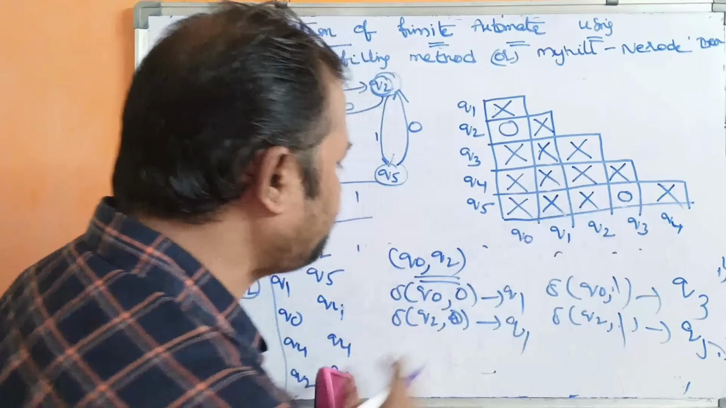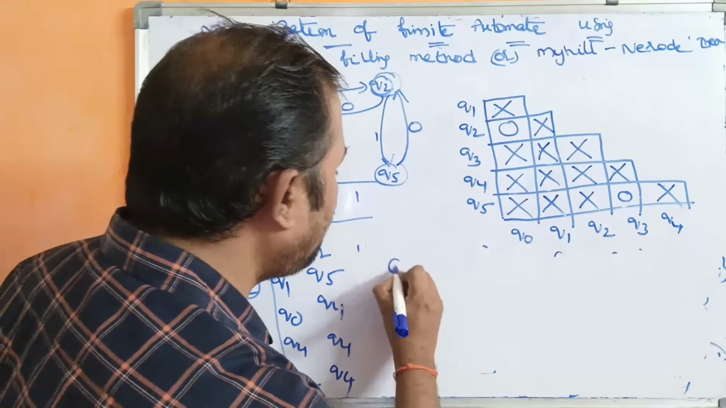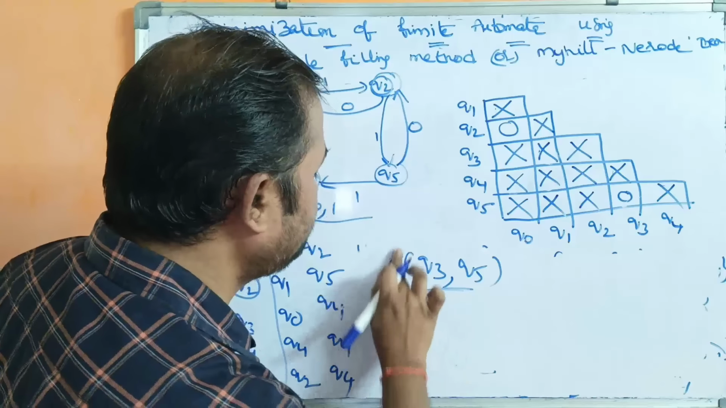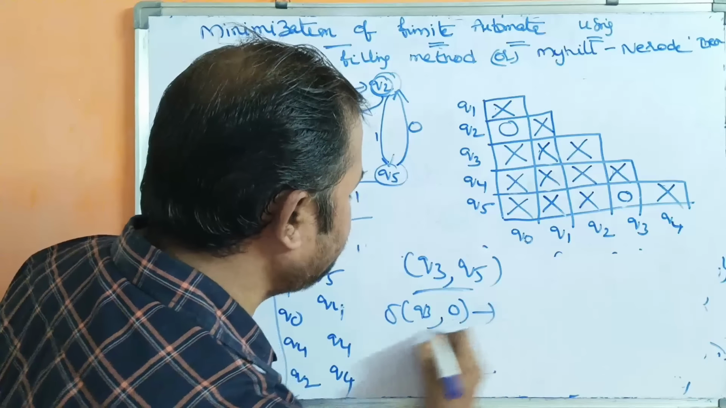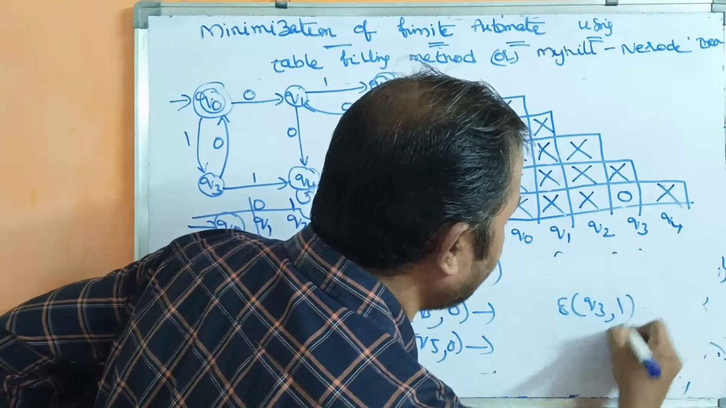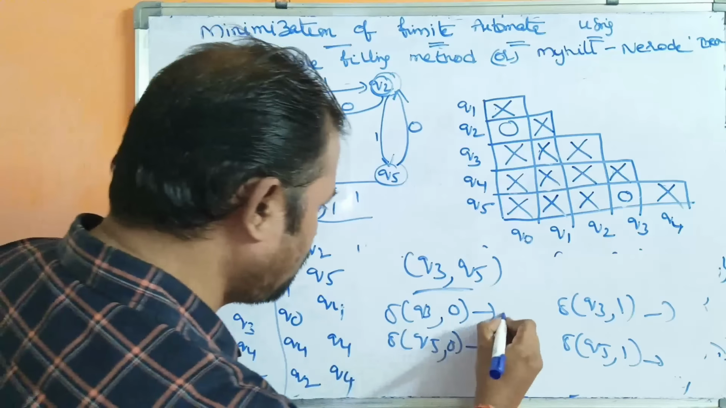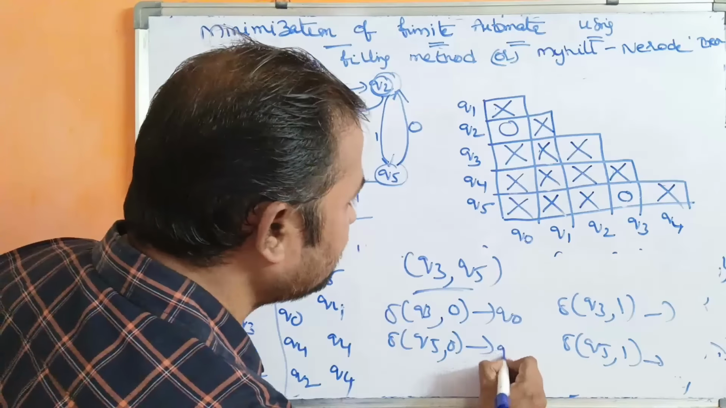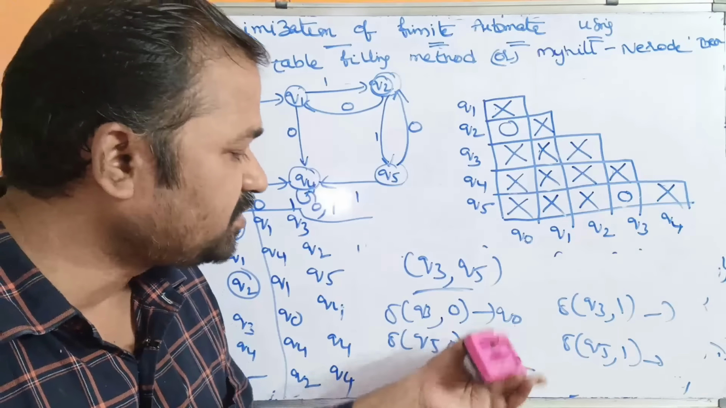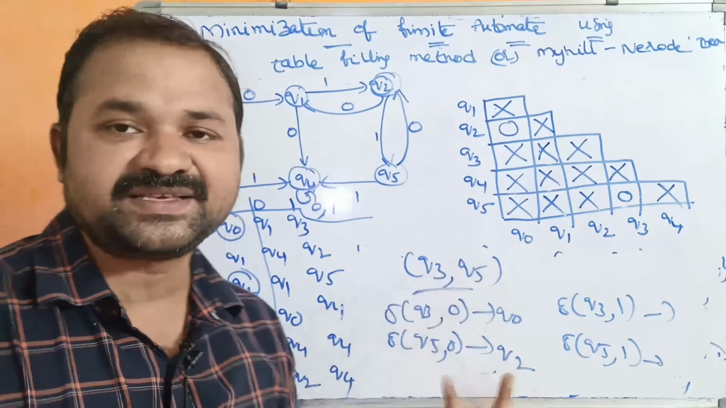Likewise check Q3, Q5. So delta of Q3 comma 0, delta of Q5 comma 0. Next, delta of Q3 comma 1, delta of Q5 comma 1. So Q3 on 0 means Q0, Q5 on 0 means Q2. So here we got Q0, Q2. Let's check whether Q0, Q2 is marked or not. This pair is not marked, so marking this pair is not possible.